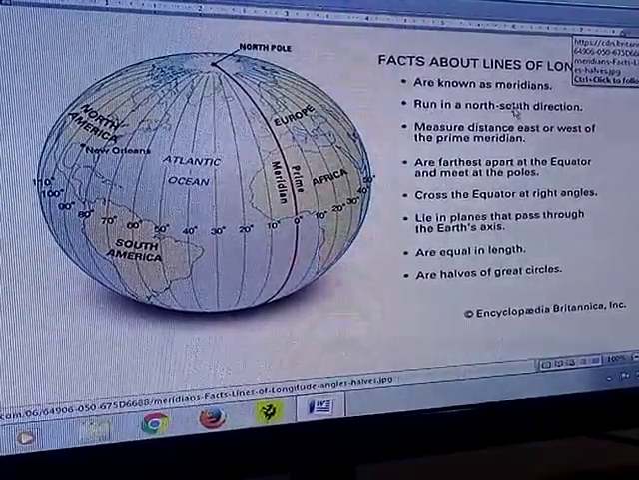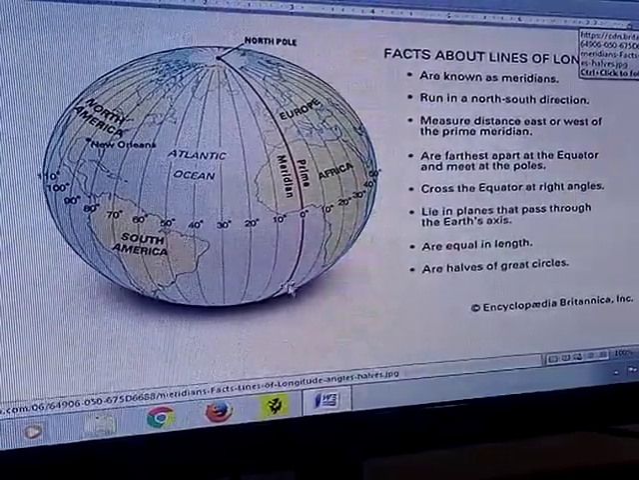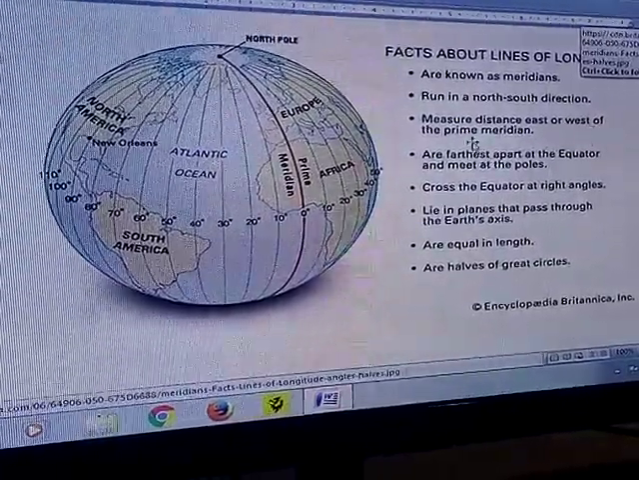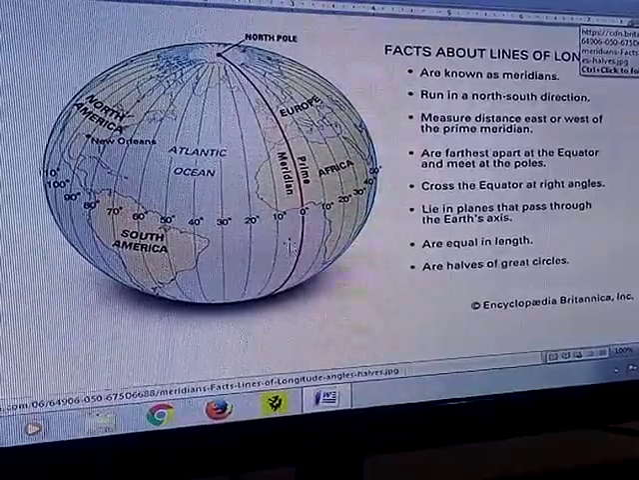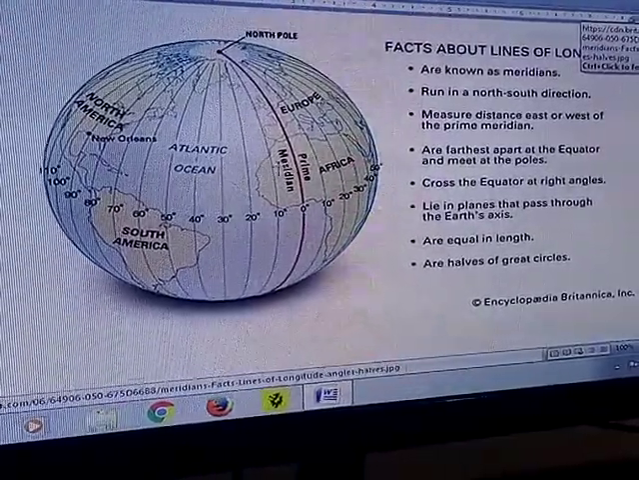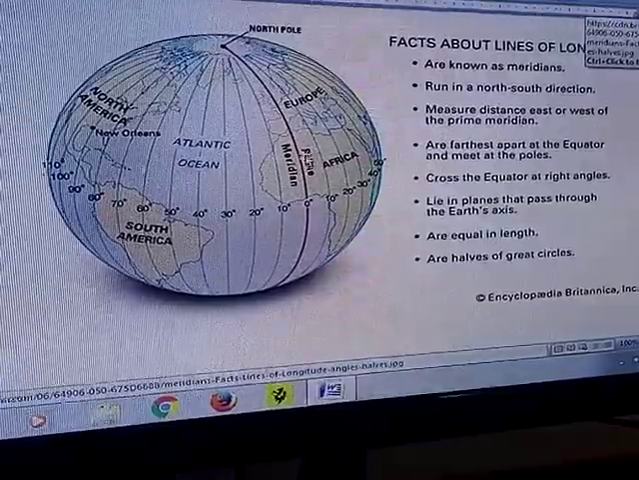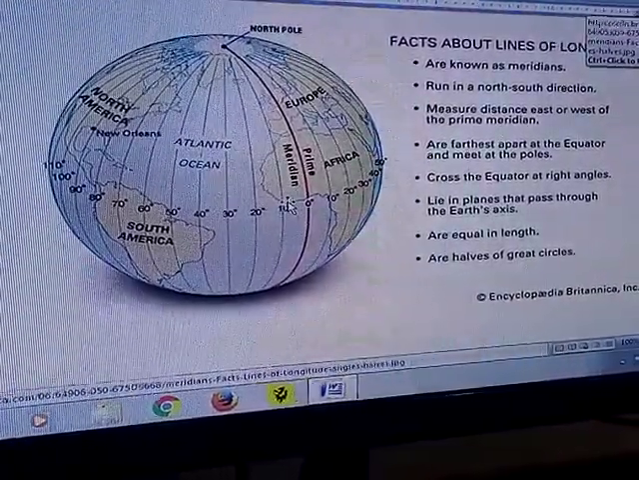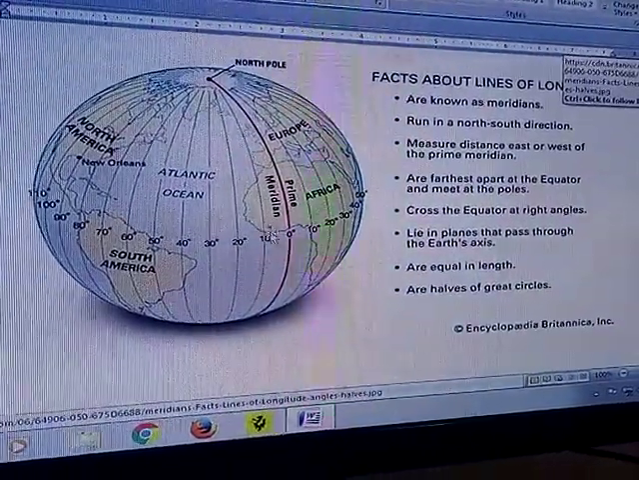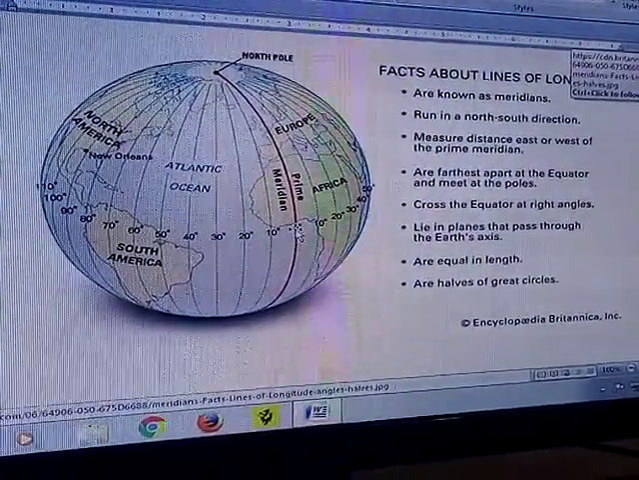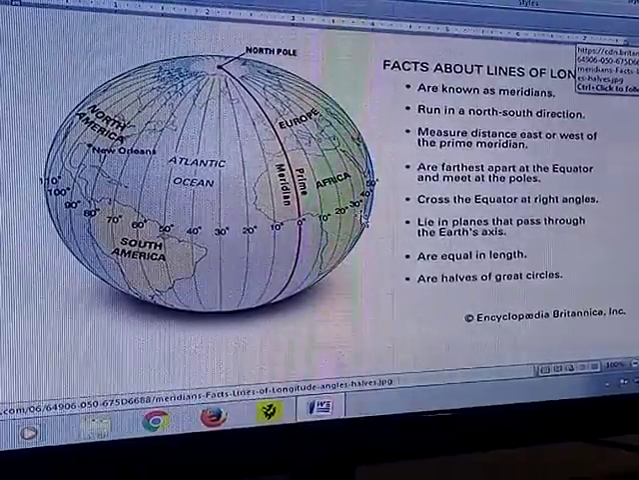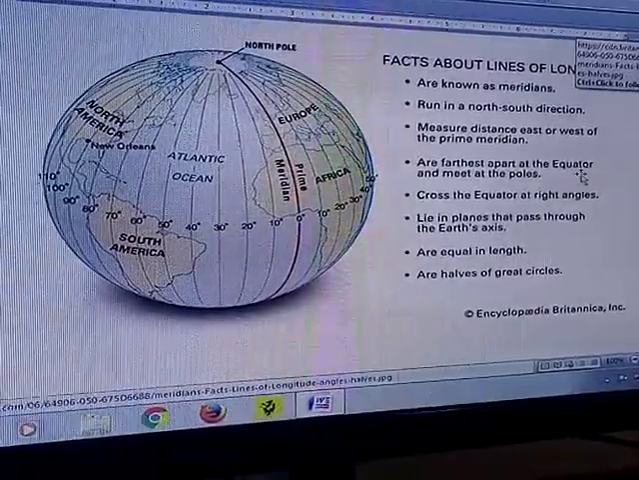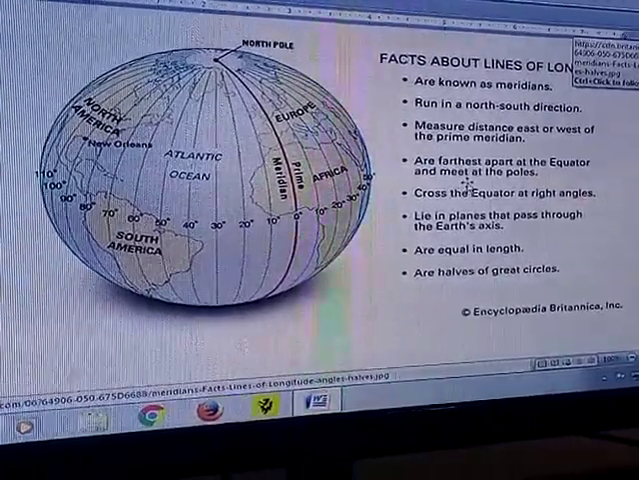They run in a north to south direction. They measure distance east or west of the prime meridian. This is the prime meridian. So how far from here? If it is this side, it is west, and if it is that side, it is east. This angle of 10 degrees is mentioned, which means how far they are from the prime meridian in angle. They are farthest apart at the equator and meet at the poles.